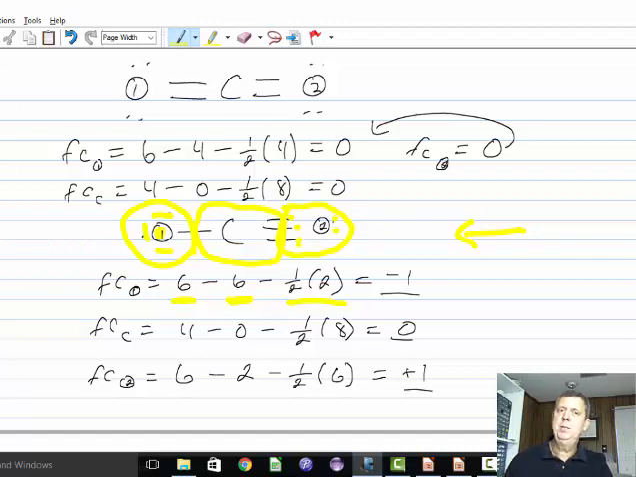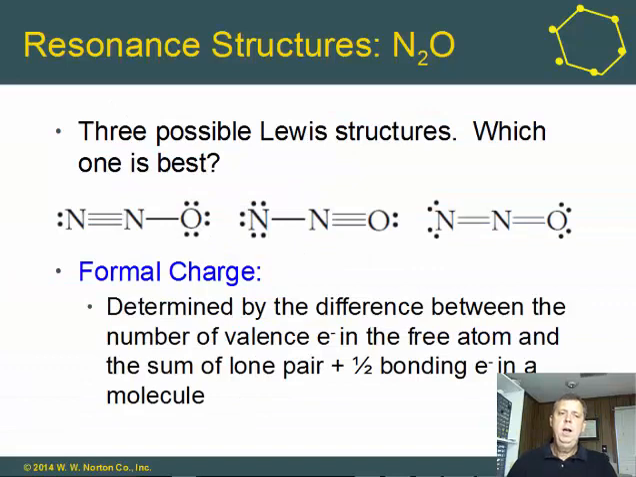equation better versus just memorizing, because when people just memorize, it's easy to get tripped up. So when you look at formal charges, go back to what makes sense. Go back to what this is really trying to tell us. So this is another case. The next slide will show you.